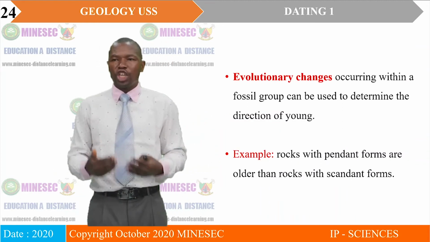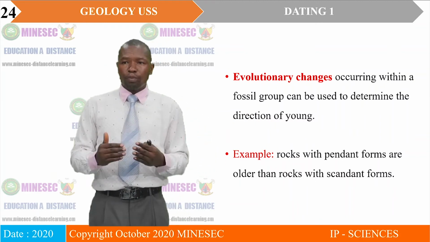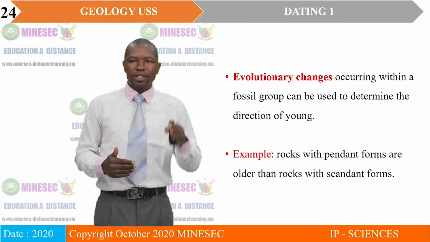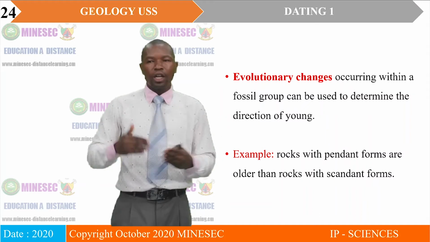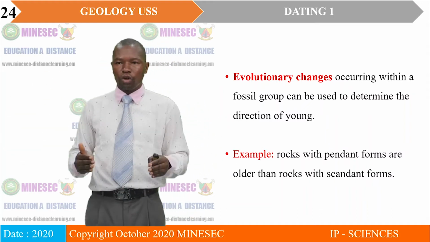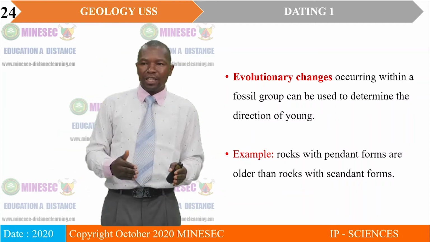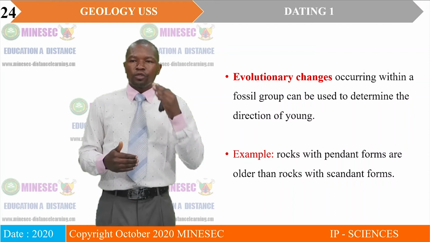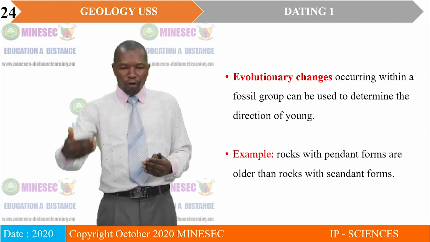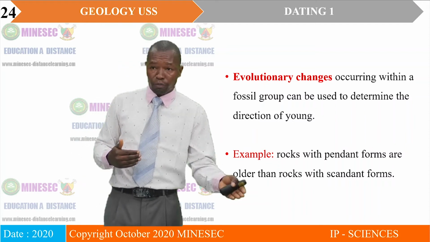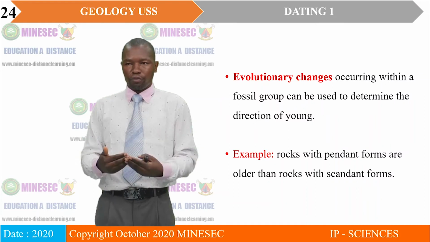Then evolutionary changes occurring within a fossil group can also be used to determine the direction of younging. That is the direction from where the fossils are older to where they are younger. For example, rocks with pendant forms are older than those with scandent forms, meaning that the pendant form fossils should have been formed in formations that were older than those with scandent forms.